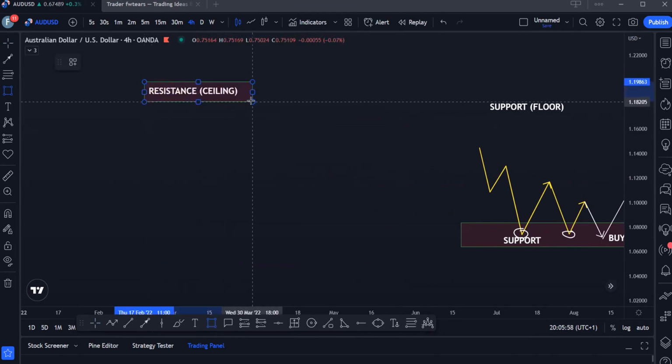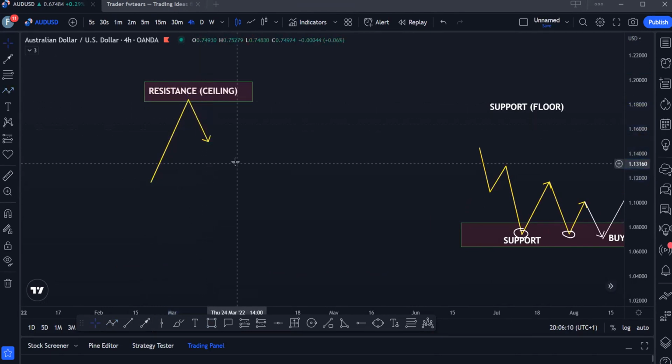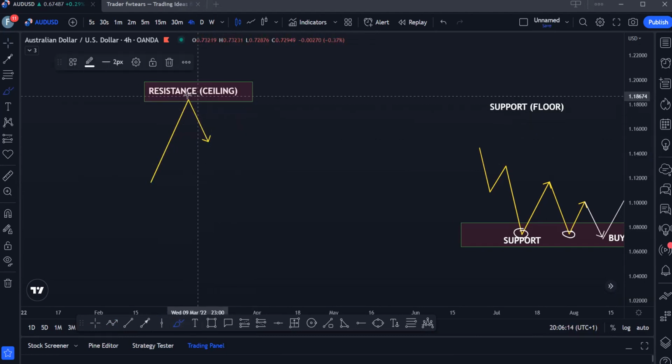Okay, so this is resistance. So you see that price is going up like so, and then suddenly you see a swift and sharp change in direction. You see a reversal. You cannot miss it. What is responsible for that reversal is resistance. Okay, so price got to a resistance, and then that resistance pushed price back down.